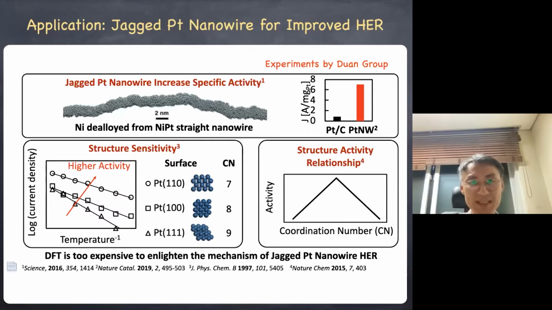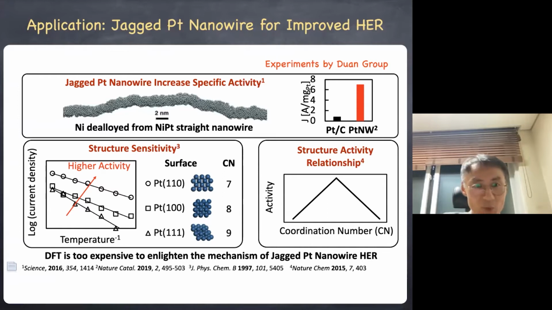In fact, the motivation of our working on this subject was to study this kind of system. This is a jagged platinum nanowire, which has been synthesized by the Yousung group at UCLA. They started with a nickel-platinum straight binary nanowire, and then they de-alloyed the nickel atoms, and they were left with only platinum atoms. Along the way of the de-alloying process, the structure of the nanowire becomes very rough and jagged, with ups and downs. They showed that this jagged platinum nanowire exhibited very high specific activities for hydrogen evolution reactions and oxygen reduction reactions.